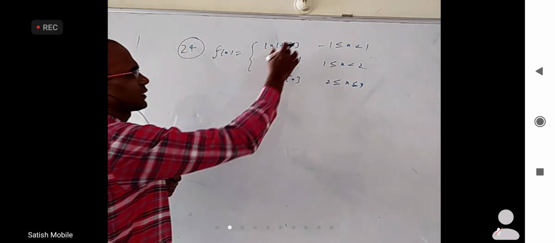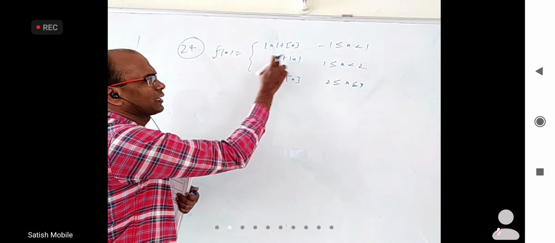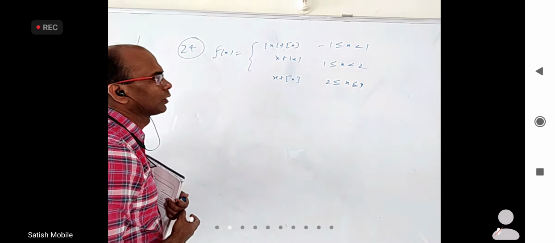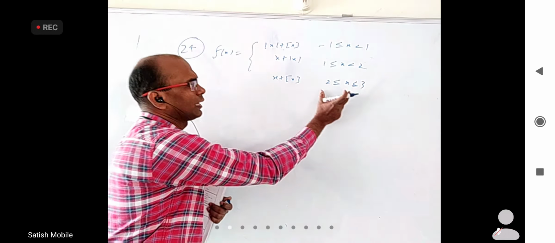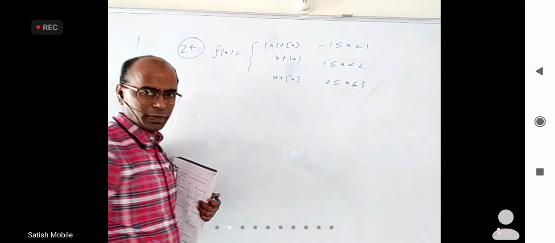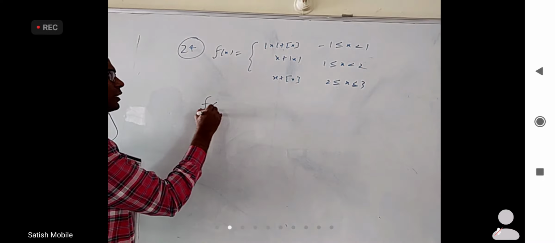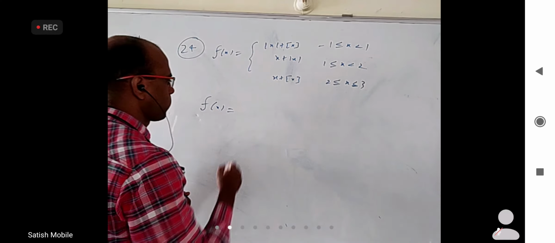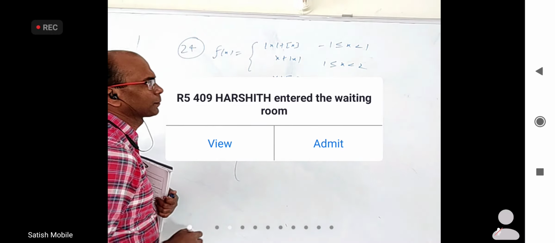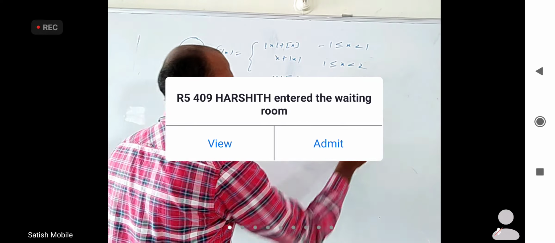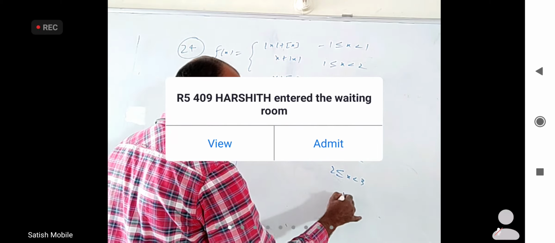Now let us break this into further parts. Between 1 to 2, mod x is positive, so I can write x only, and x plus x is 2x. Between 2 to 3, but 3 is also included there, so I have to take up to open 3 separate, and at 3 it is separate. So if I want to write further, let me write f of x as: minus 1 less than or equal to x less than 0 separate, 0 less than or equal to x less than 1 separate, 1 less than or equal to x less than 2, 2 less than or equal to x less than 3, and x equal to 3.